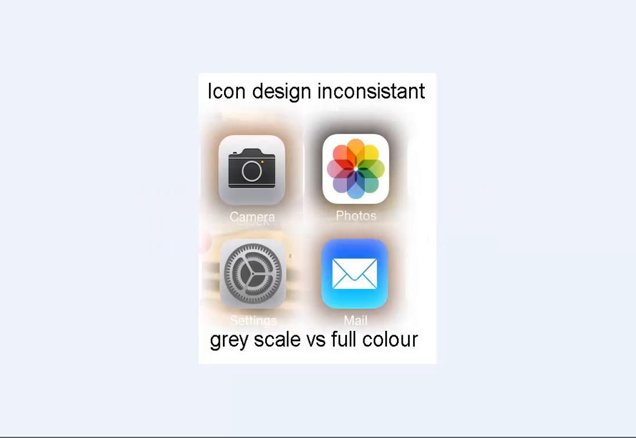Then you have your icon designs, which are very inconsistent. You have your grayscale camera and settings app, and you have your full color photos and mail app, which is just really weird. It looks like multiple people designed the app icons and then they just kind of bashed them together. It doesn't look consistent.